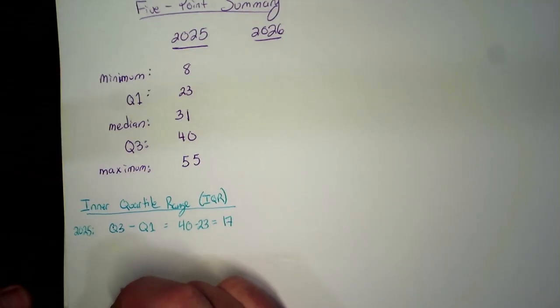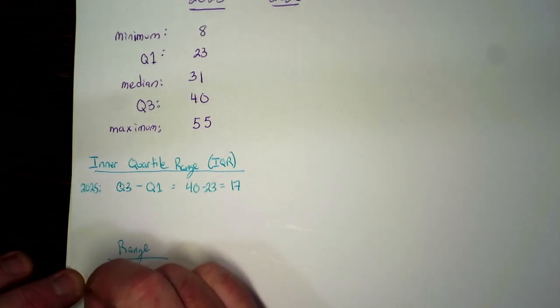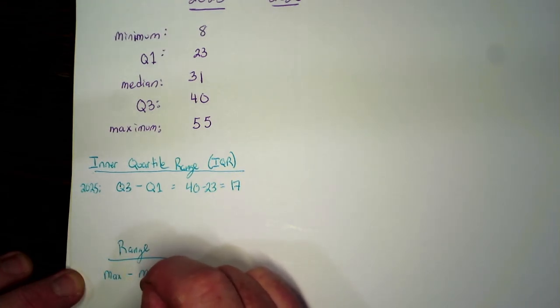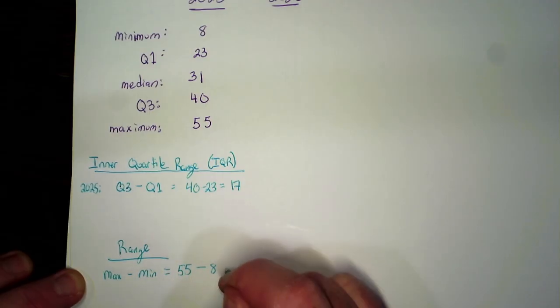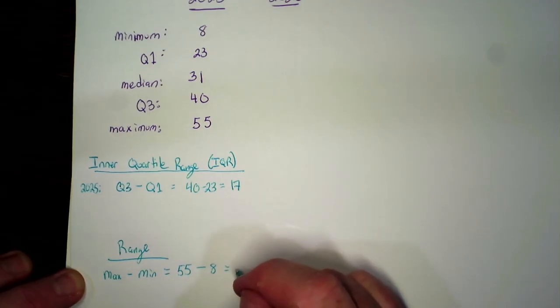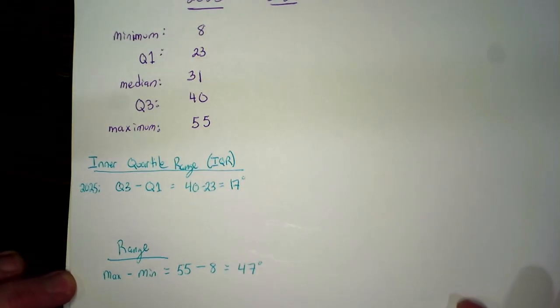Now, the range of the data, not the interquartile range, but just generally speaking, the range of the data is just the highest value, so the max minus the lowest value. So in this case, it would be 55 minus 8, and that would be, oh, what would that be? 47? Okay. And again, we're talking about degrees Fahrenheit here.